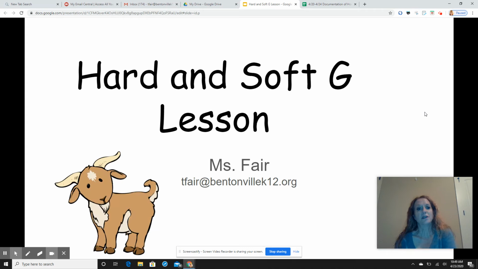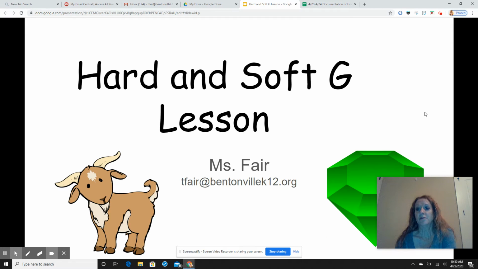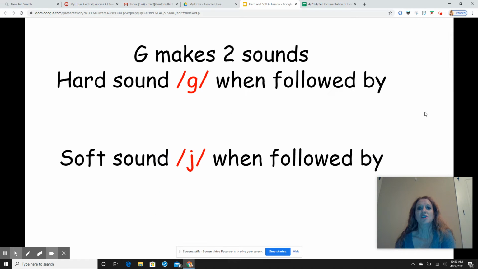Okay, so we see a picture of a goat. A goat has the G sound at the beginning, so that's the hard sound of G. Then you see a picture of a gem. That is a precious stone, and it is the soft sound of G. J, J, gem. Okay, G makes two sounds. The hard sound G when followed by A, O, or U. And then the soft sound J when it's followed by an E, I, or Y.